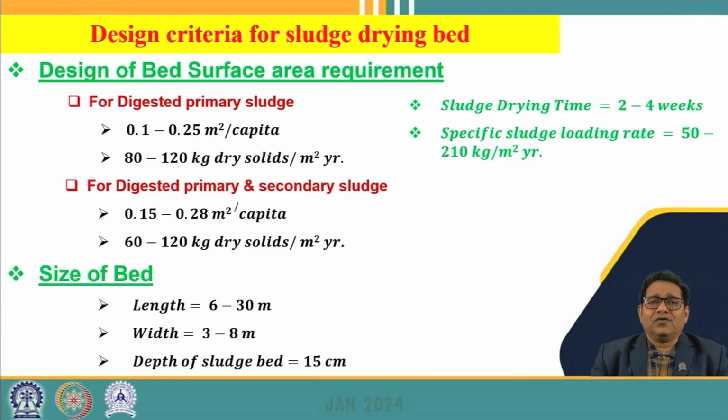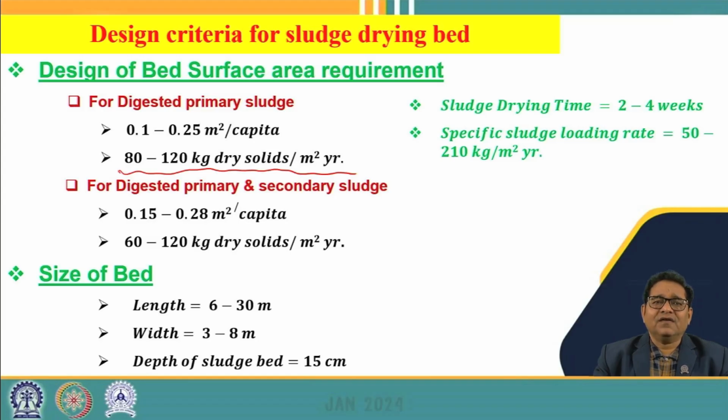Then let's talk about the various design criteria which are used for design of sludge drying beds. Mostly there are two criteria, that is the size of the bed and the requirement of the surface area for proper filtration of water, the separation of water from the sludge. Here the important criterion is the dry solids loading rate, or we also say sludge loading rate. Sludge loading rate is defined as the amount of dry solids that can be applied per unit area per unit time.